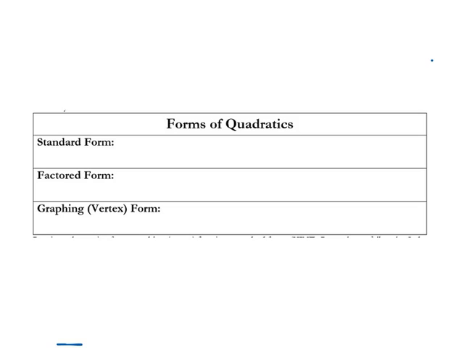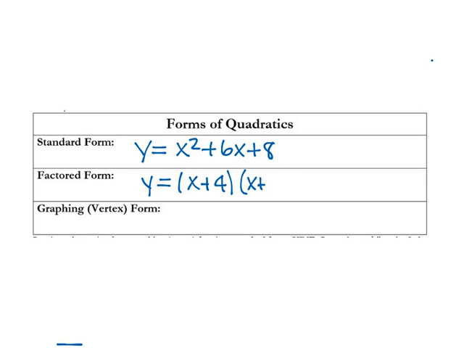So this is like y equals x squared plus 6x plus 8. And you guys learned how to put this into factored form. Y equals x plus 4 and x plus 2. So we use the box and diamond for this one to get it into factored form. So you guys are already pretty much familiar with that.